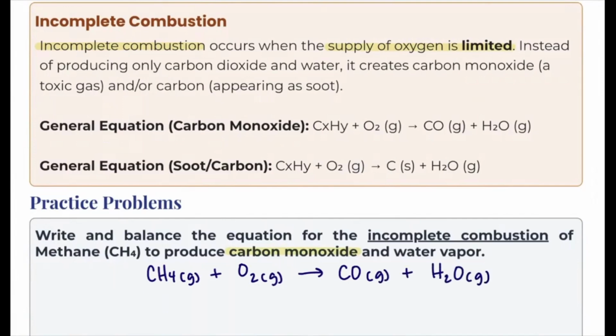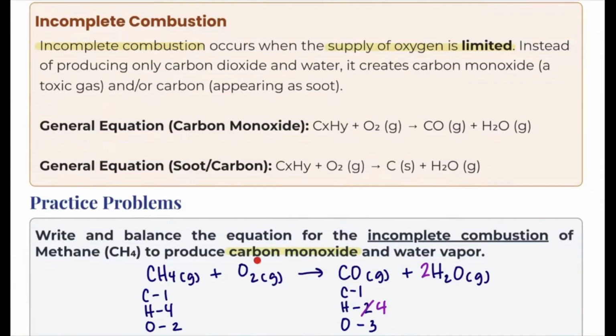Now, for carbon, we have one on each side, so it's already balanced. But hydrogen, we have 4 on the left and 2 on the right. So if we add a 2 as a coefficient in front of the H2O, now we have 4 hydrogens. Counting the oxygens on the right, we have 1 from the CO and 2 from the H2O. So that makes a total of 3 oxygens.